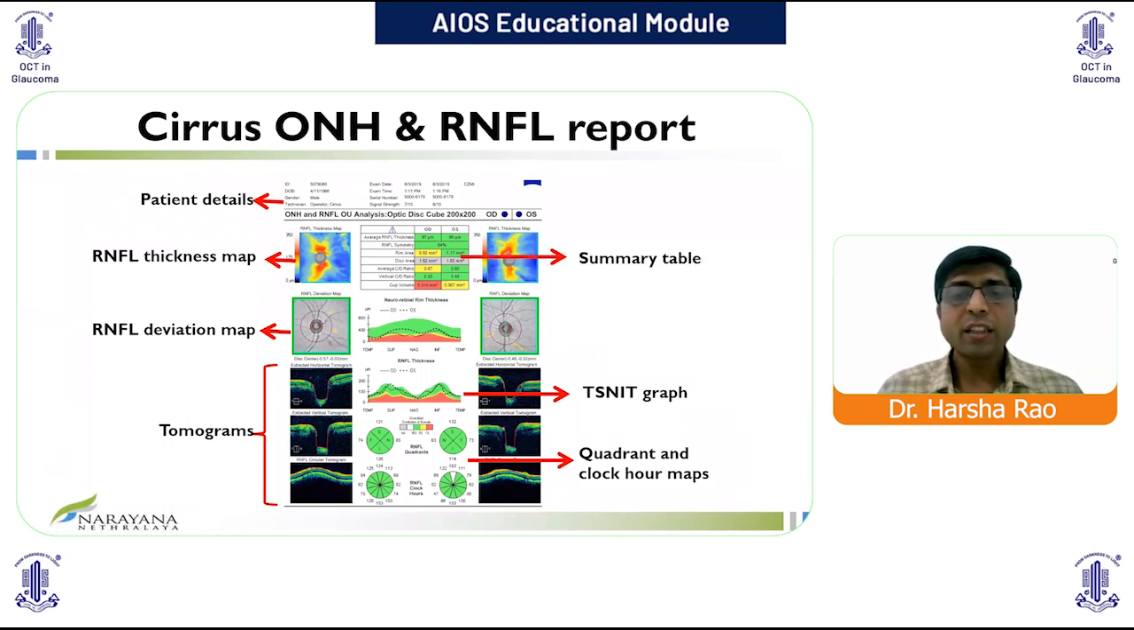The next region is a small table which gives the summary parameters here, the average measurements of the disc and the RNFL. So all of these are color coded to represent how similar or how different the patient's RNFL and ONH parameters are compared to the age-matched normative database.